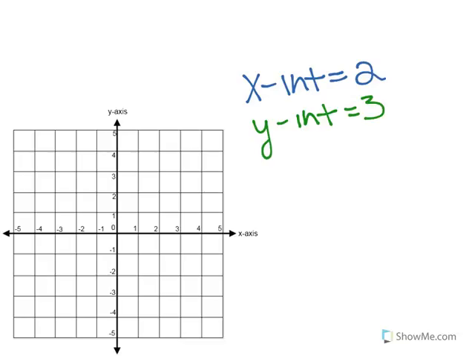So if we want to go ahead and plot these points, if our x-intercept is at 2, we're just going to go to 2, put a point there, and our y-intercept is 3. So we're going to go ahead and put a point there, and then we are going to connect them with a line.